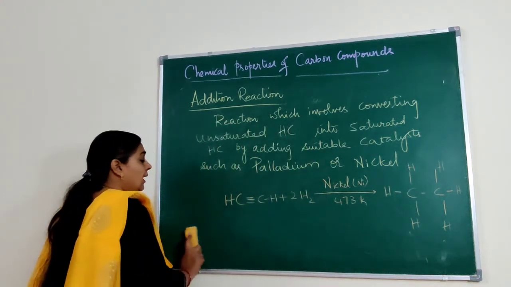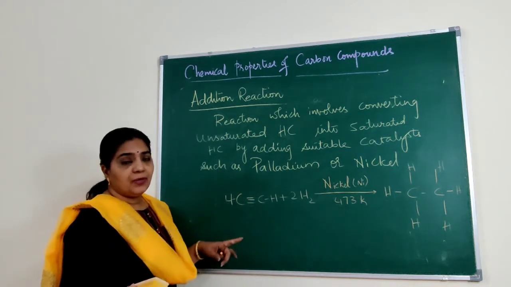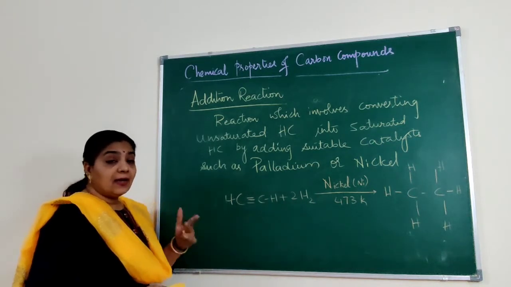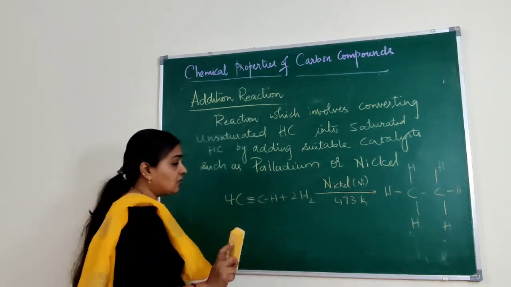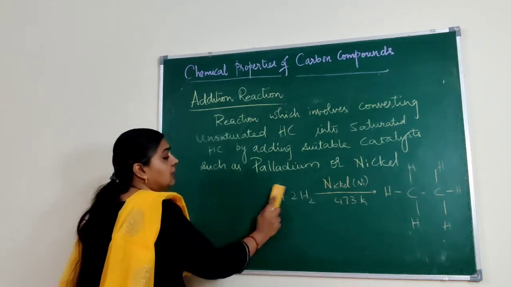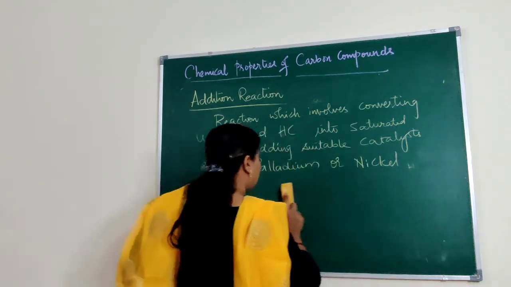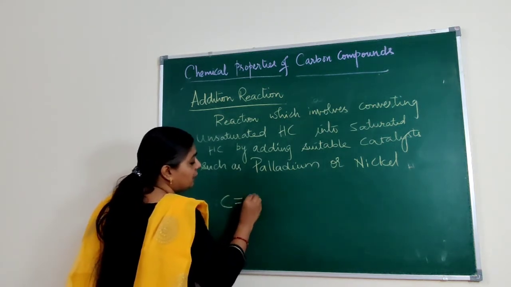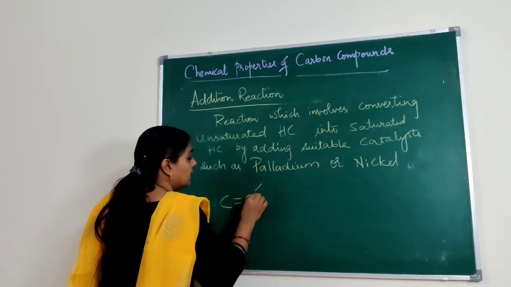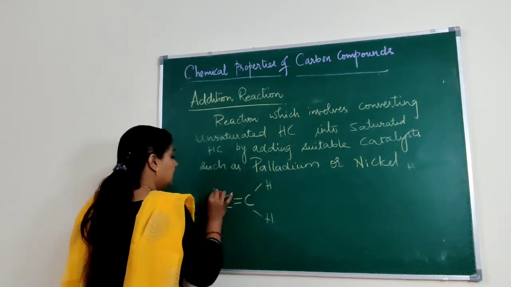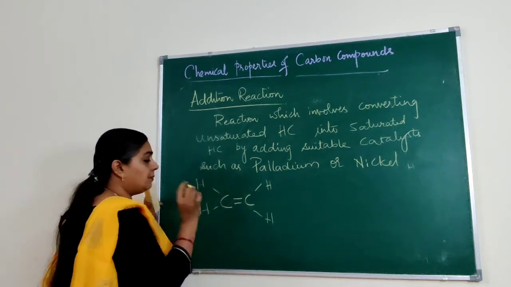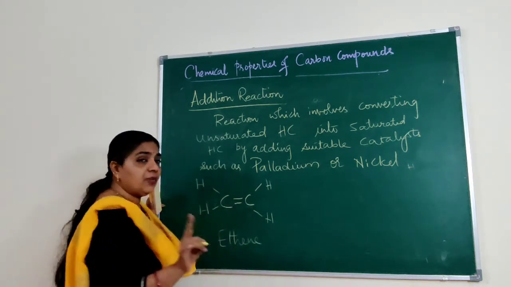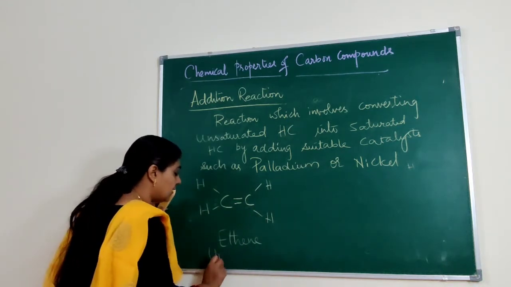Remember, this is very, very important. This is also important. The previous reaction where I told you oxidation in the presence of alkaline potassium permanganate, that reaction is also very much important. So let us do one more with the help of ethene. Ethene we know very well. It is carbon-carbon double bond. This is ethene, which is unsaturated. Wherever you see double bond and triple bond, you know very well it is unsaturated.